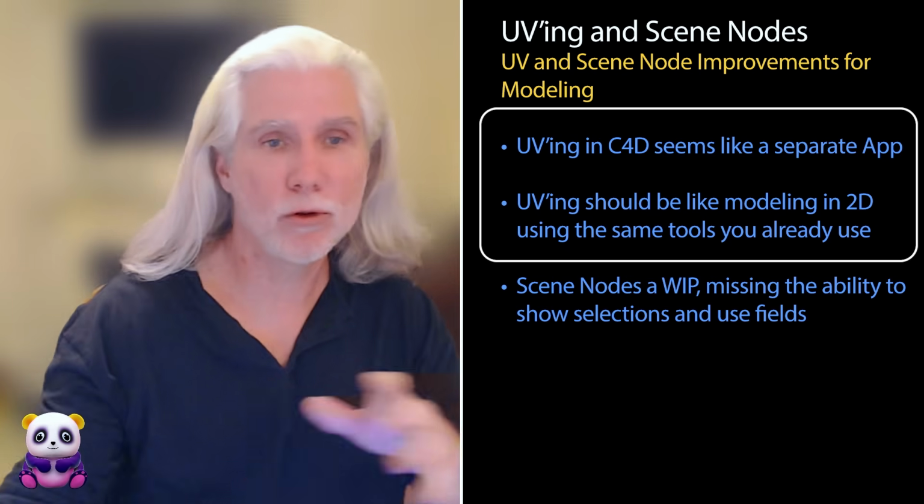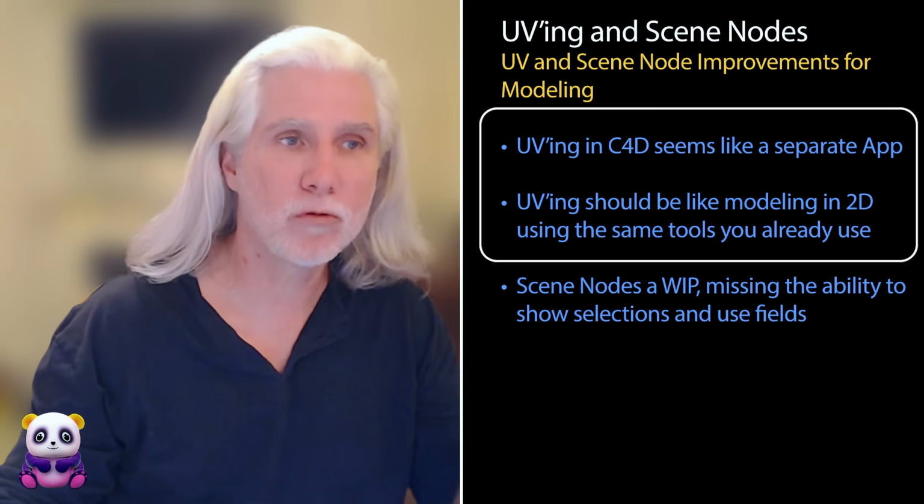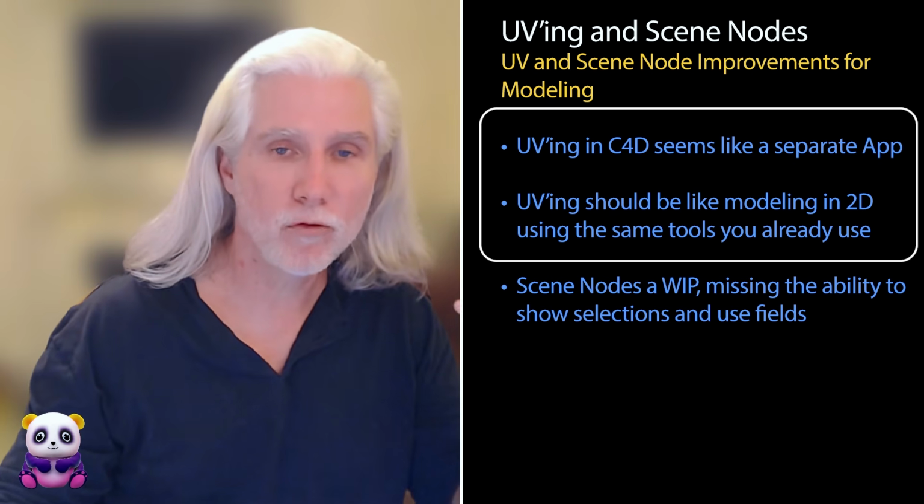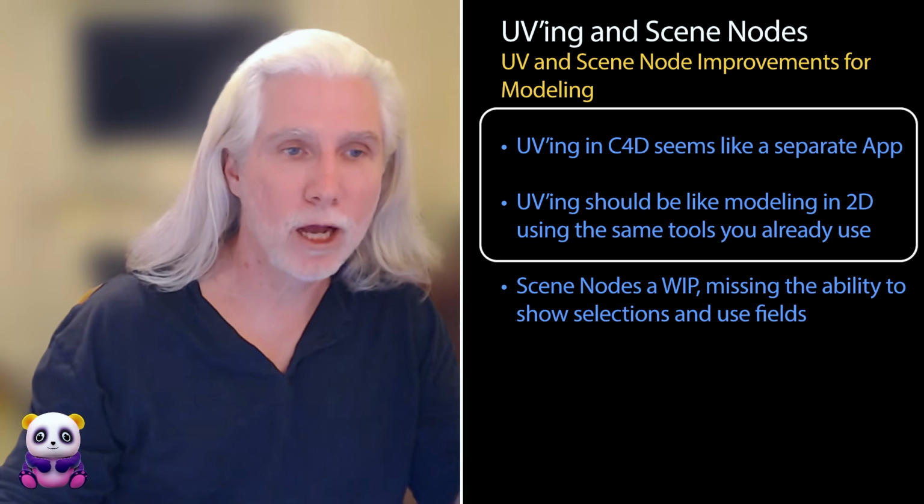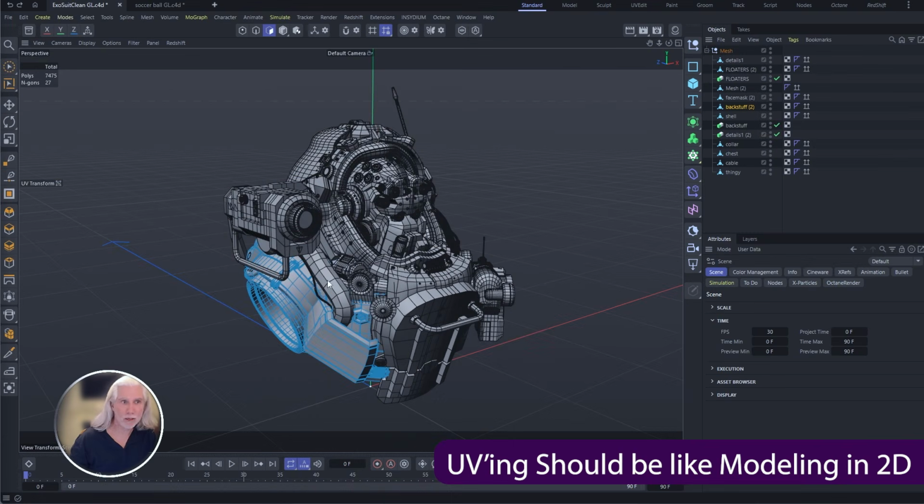There's so many things wrong with it. And I'm not trying to bash Cinema 4D here. It's just from a high level view. If I look at Cinema 4D and I say I want to UV map this, I'll go over to UV edit.